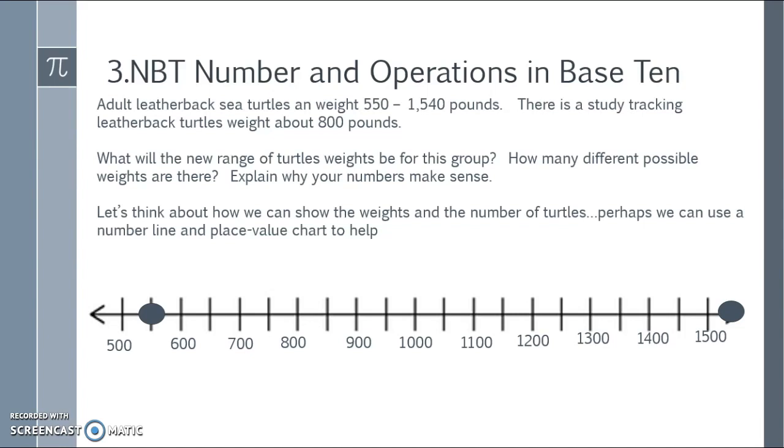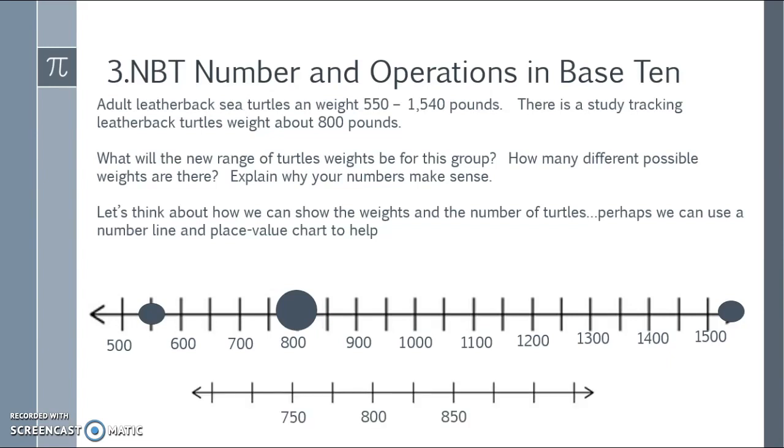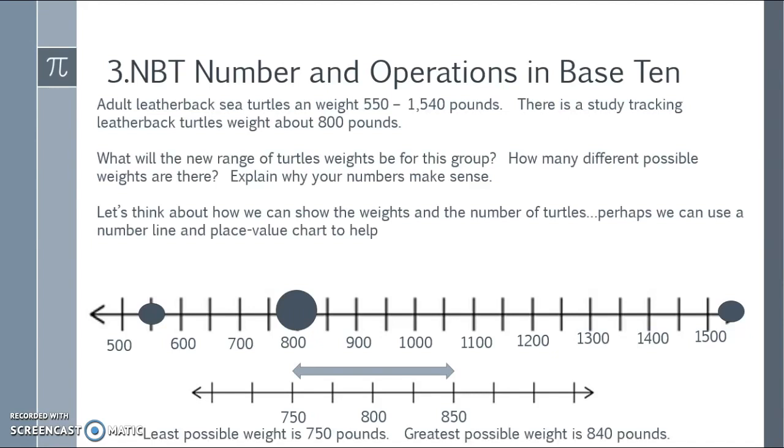I know that the average sea turtles weigh 550 to 1,540, so I put those dots on the number line. The number in question we're thinking about is 800, so slightly more towards the smaller end. So I've kind of zoomed in on 800 here with a new number line. And I'm particularly interested in the numbers between 750 and 840.